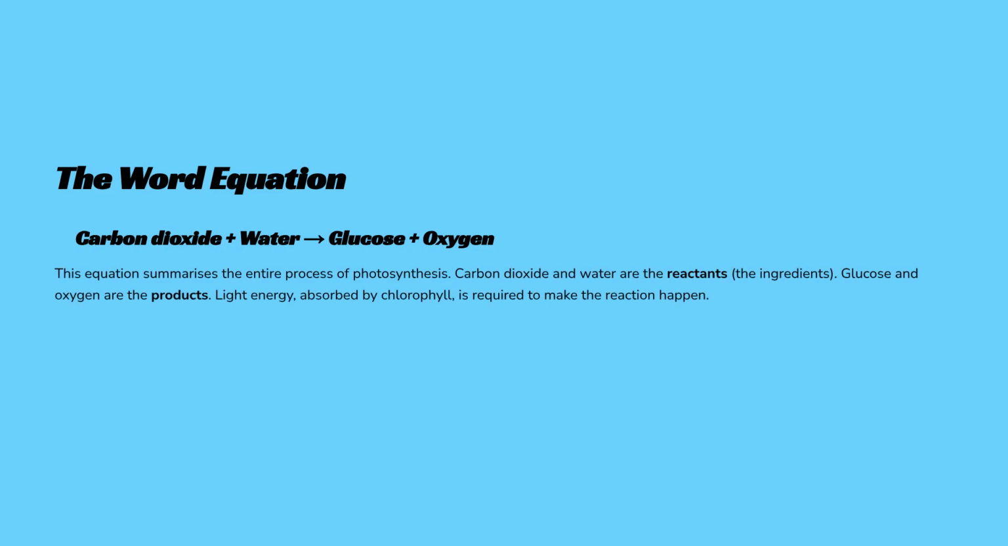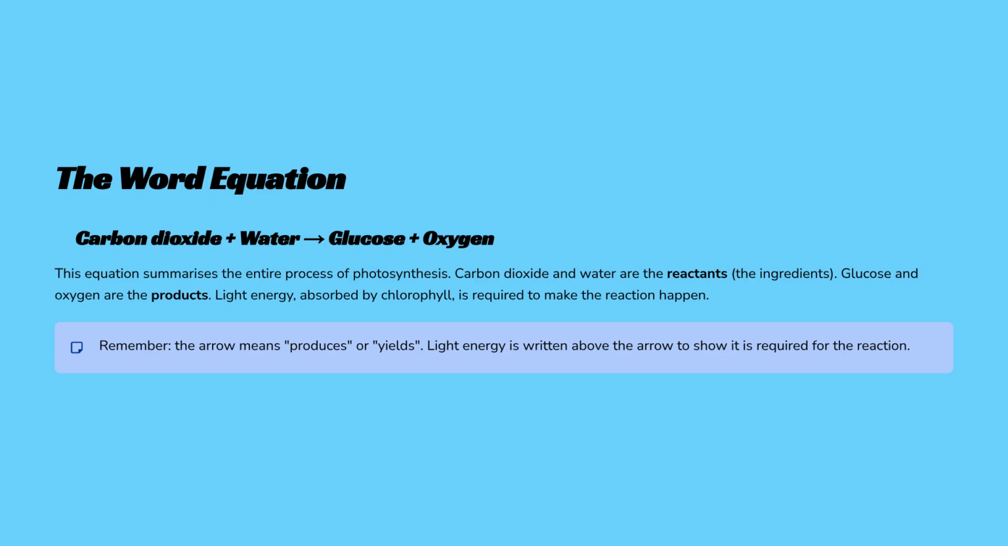The word equation is carbon dioxide plus water yields glucose plus oxygen. Carbon dioxide and water are the reactants, and glucose and oxygen are the products. Light energy is required for this reaction to happen.